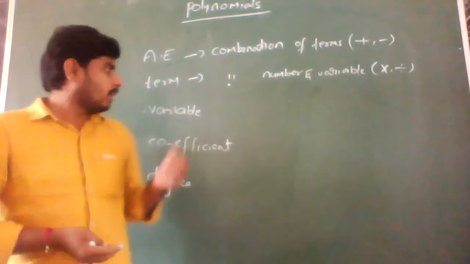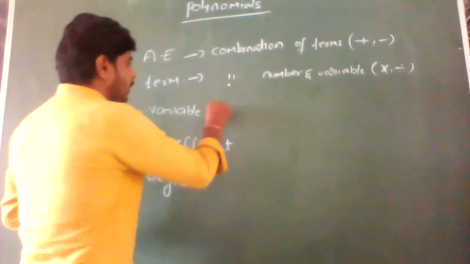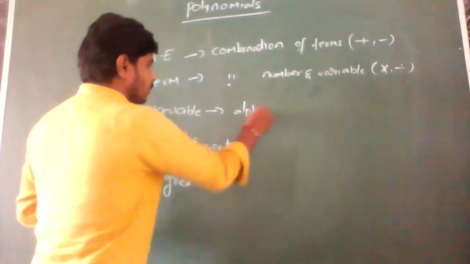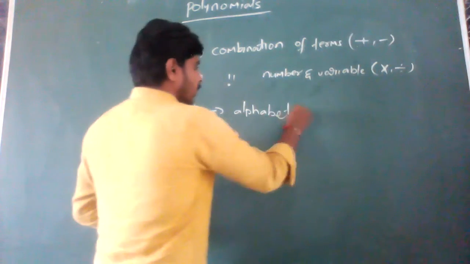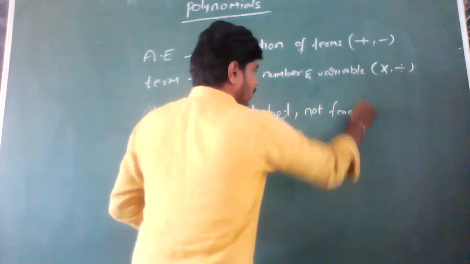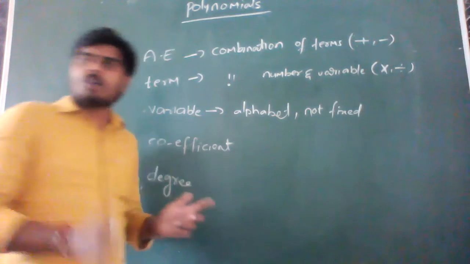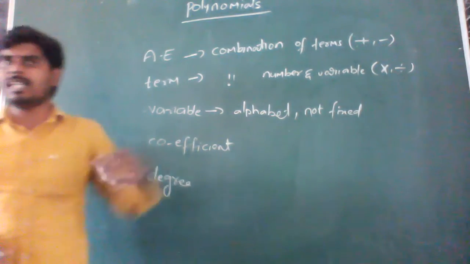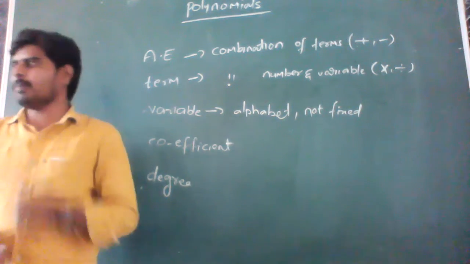Okay, next, variable. It is an alphabet. Its value is not fixed. Variable value is not fixed. It always changes. It varies according to the given number.